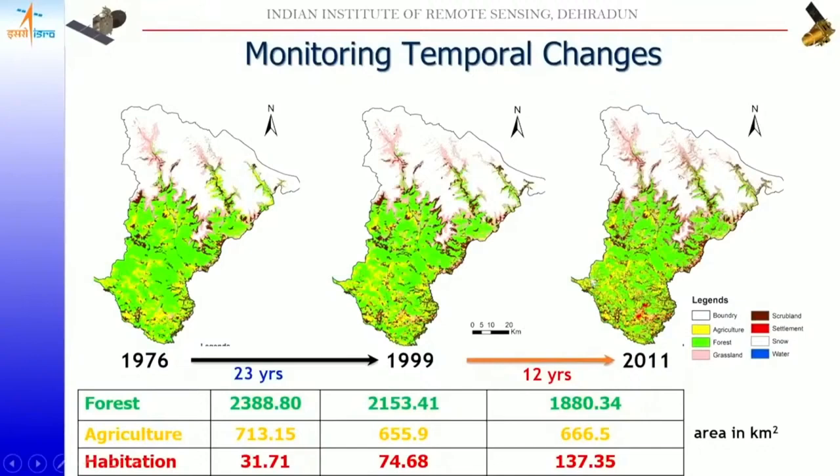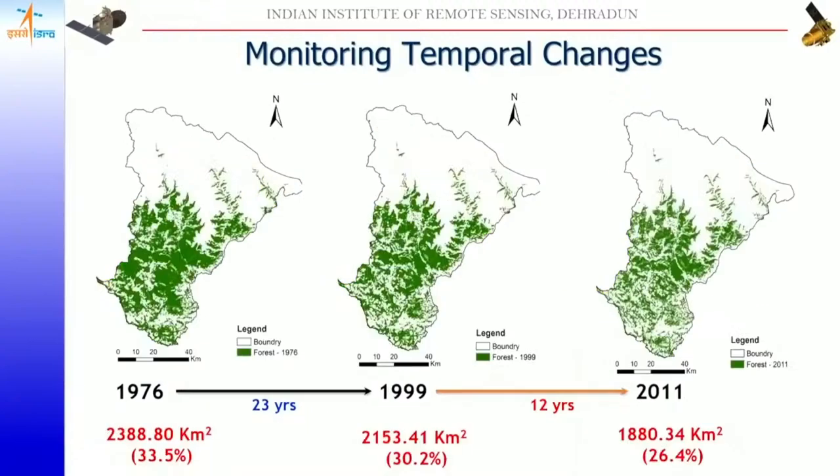Here in the three time series datasets, we can see how the forest has changed over the last 30 years, and also from one class to another class. You can see the reduction in forest area and the increase in agriculture and habitation area. Agriculture and habitation will contribute towards fragmentation and the disturbance index over a landscape.